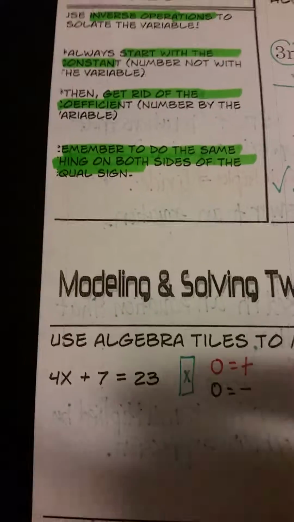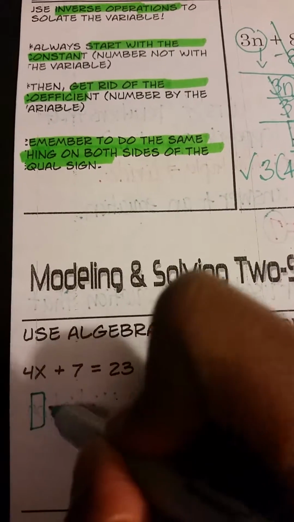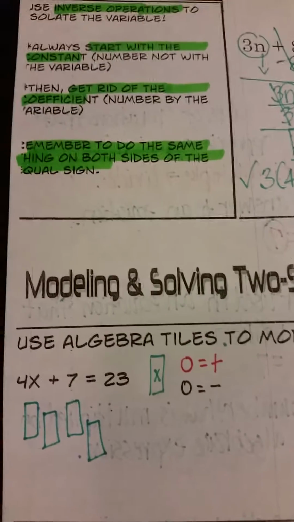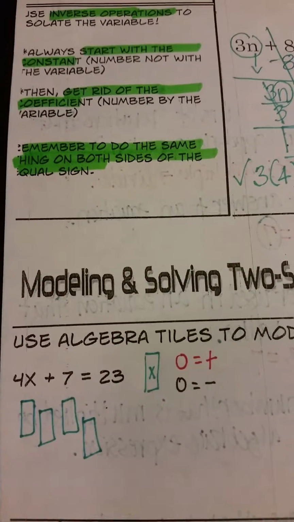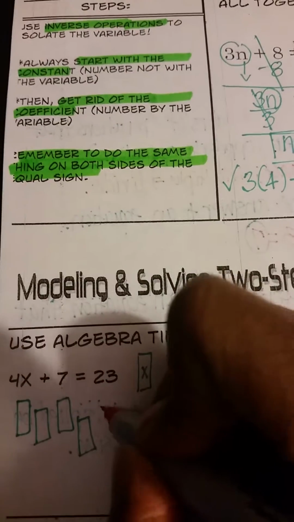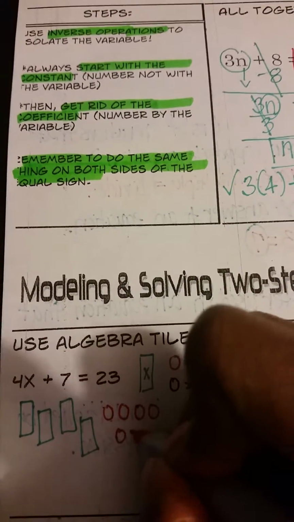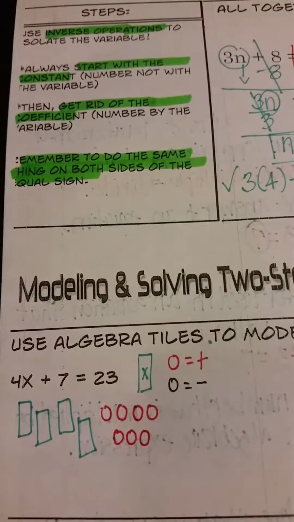So I'm going to model this first. So I need 4 x's. Okay. I need 7 positives. So I'm going to grab my red pen. I'm going to put 7 positive. 1, 2, 3, 4, 5, 6, 7.